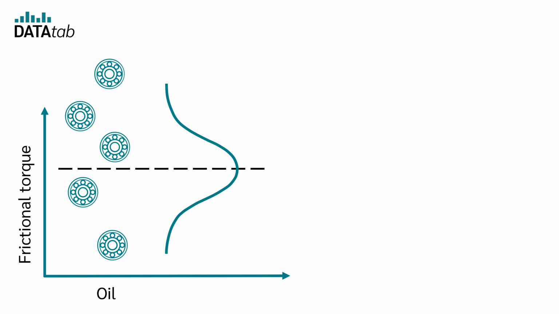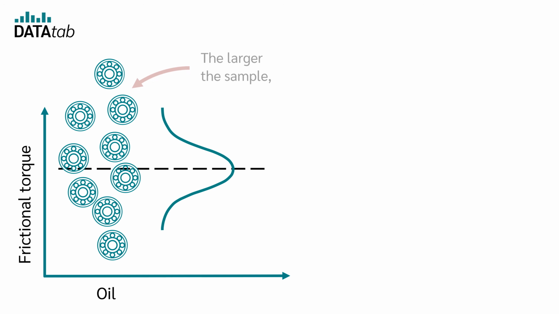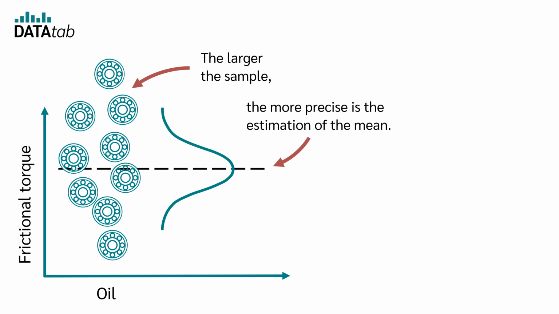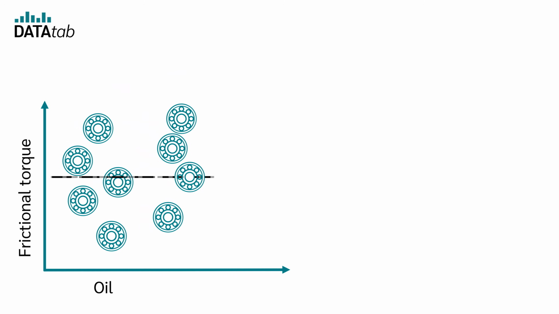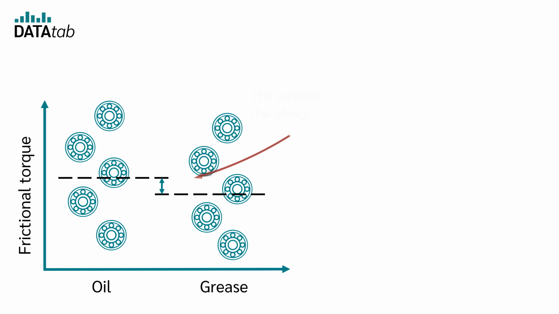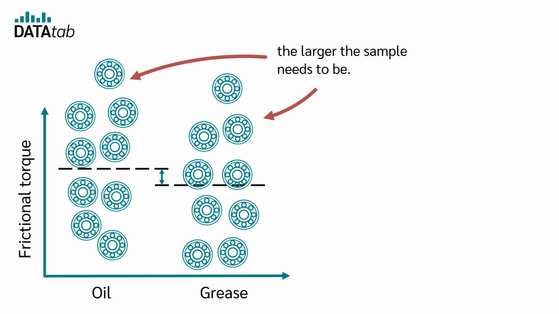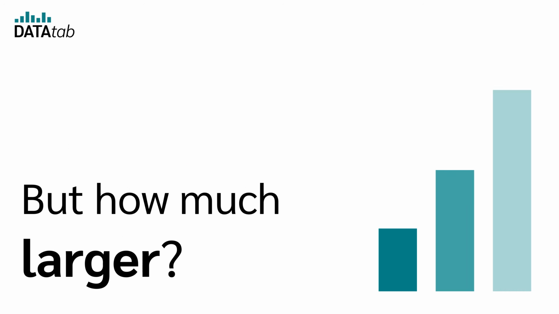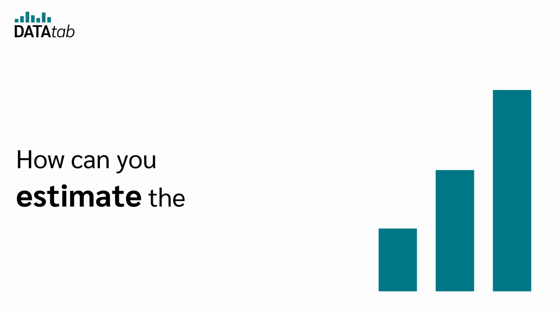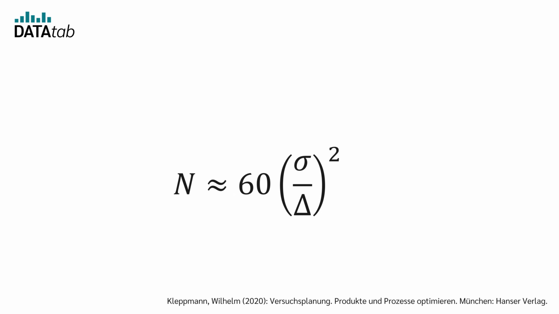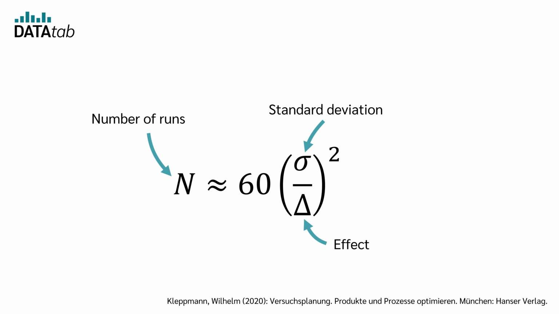The wider the spread, the more difficult it is to identify a specific difference or effect. Fortunately, the variability of the mean value can be reduced by increasing the sample size. The larger the sample size, the more precise is the estimation of the mean. Therefore, the smaller the effect and the wider the spread of the response variable, the larger the sample needs to be. But how much larger? How can you estimate the number of runs needed? You can use this formula as an approximation. Here, n is the number of runs, sigma is the standard deviation, and delta is the effect to be determined.